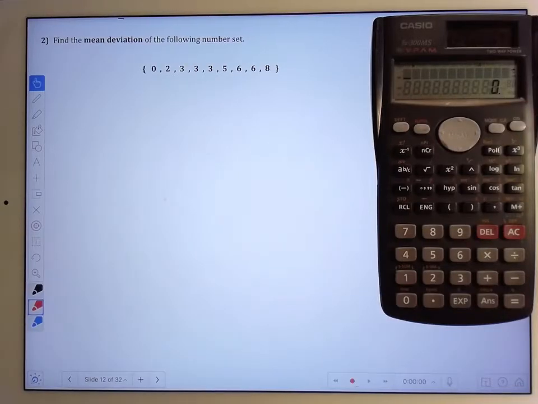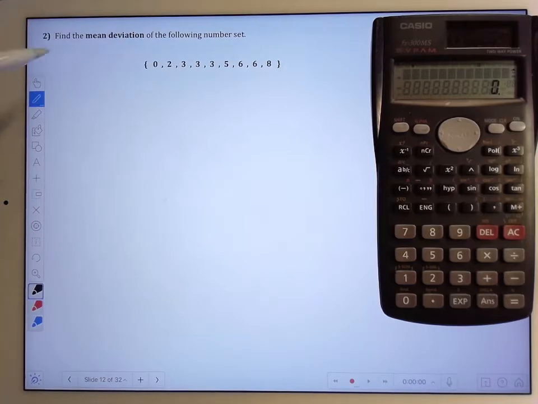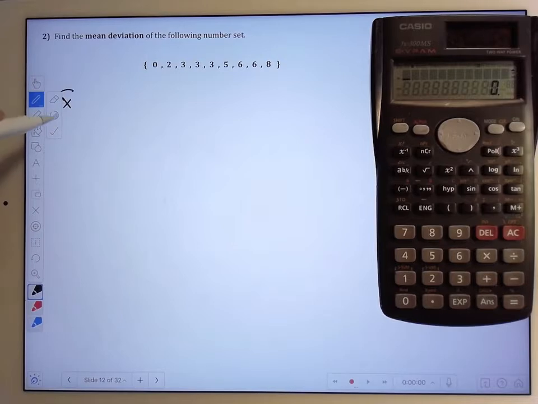Hey, we're taking a look at mean deviation number 2. Find the mean deviation of the following number set, and we can see here we have a set of numbers properly ranked, and we're going to go ahead and get their mean deviation. But of course, before we do that, we have to get the mean. So, a quick reminder on what that mean is.